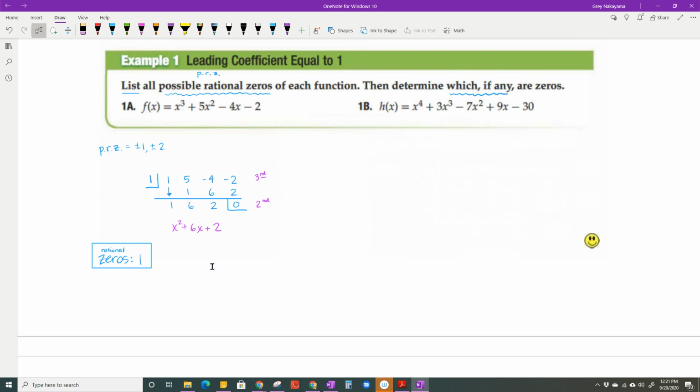All right, look at 1b. I have h of x equals x to the 4th plus 3x cubed minus 7x squared plus 9x minus 30. So if you can figure that out, again, our leading coefficient is 1, so I only have to worry about these, but that's still a lot of factors. So how many exactly do we have? That many. Okay, when I'm listing them, I go 1 goes into it, 2 goes into it, 3 goes into it, 4 does not, 5 goes into it, oh, then it's 5 times 6, and so then I'm finding the pair for each one.